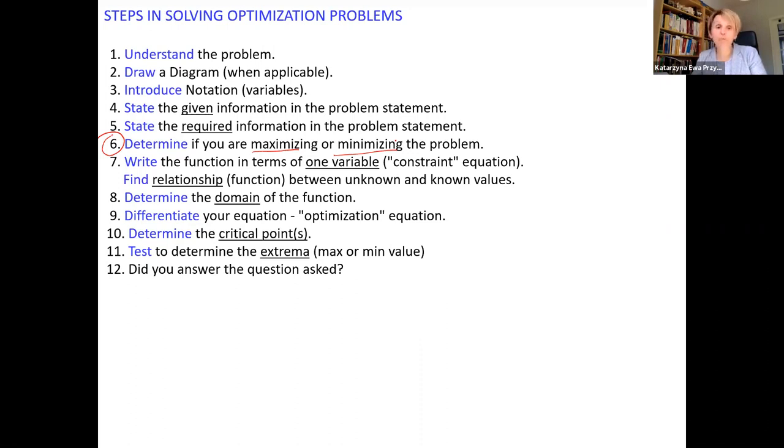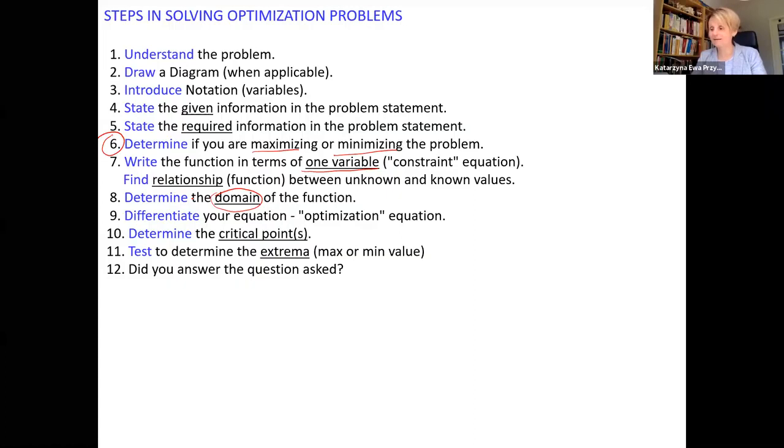And then we will build a function. We have to find a function of one variable, of course. We will need some relations, some connections, to have the variable. And then we have to determine the domain. Then differentiate, because we have to find the derivative for the critical points, and test for the maximum, minimum, test the extreme values. And always answer the question.